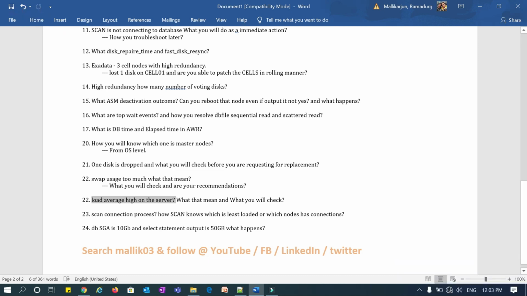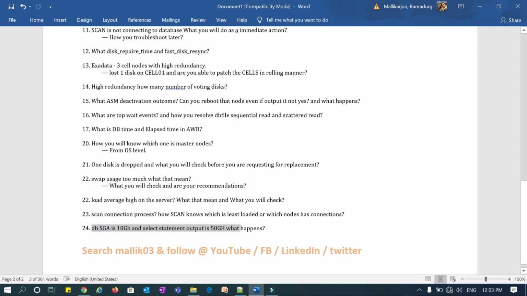Okay, so the next question is about SCAN connections. We know that SCAN handles load balancing as well as high availability. For load balancing, how does SCAN know which node has the least connections and which is least loaded? How does SCAN know that information? That's one of the tricky questions.